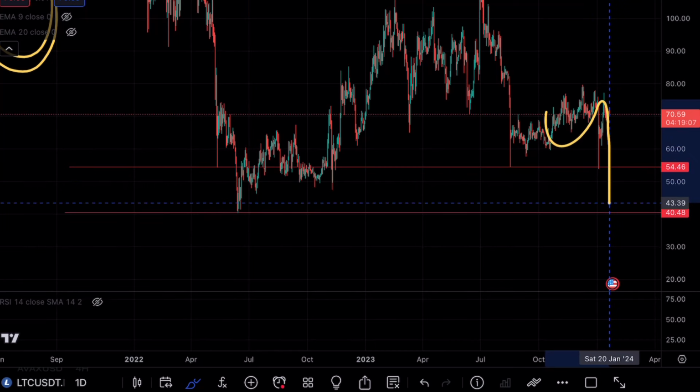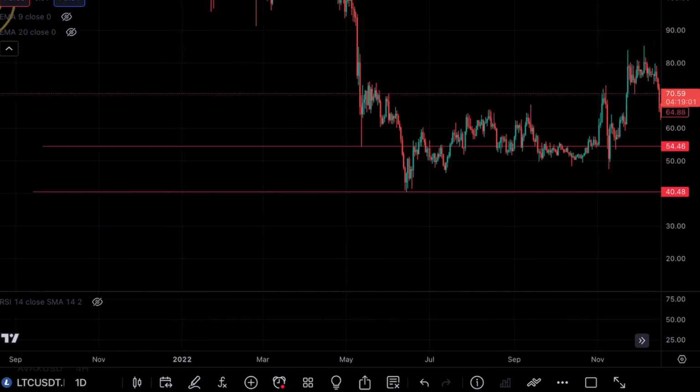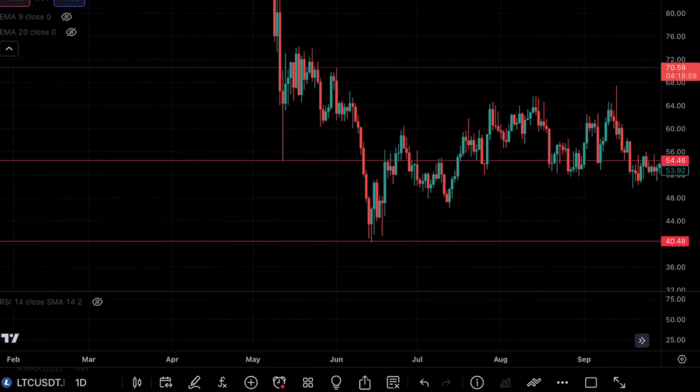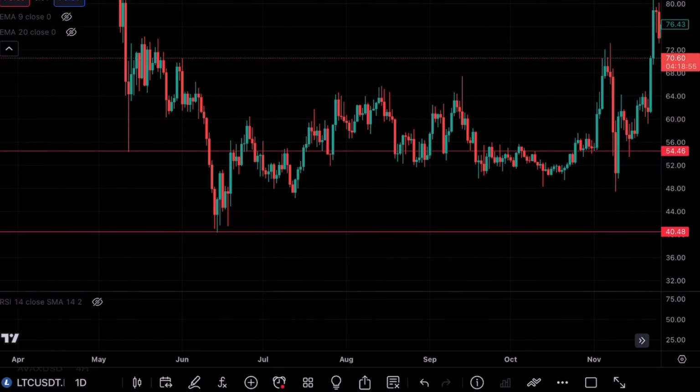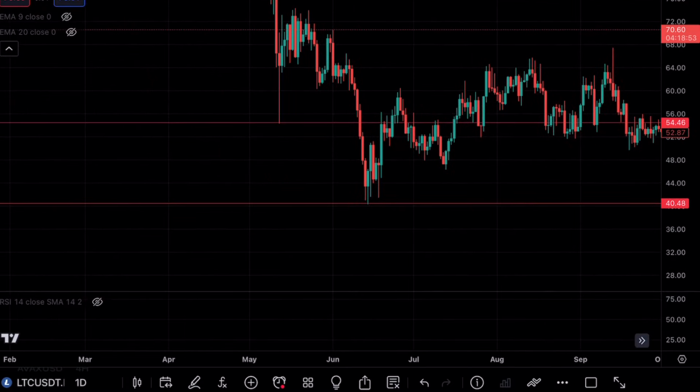So in this case, let's say that support were to break at $54.46. You can see that the price did end up seeing a major drop and then it bounced at $40.48. So now we have our two support lines drawn out.